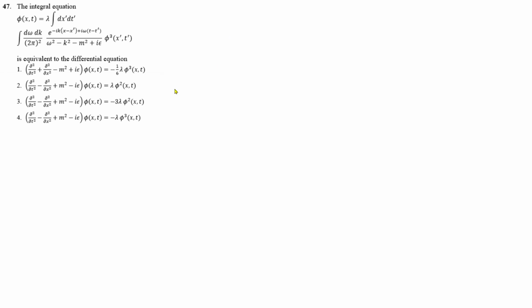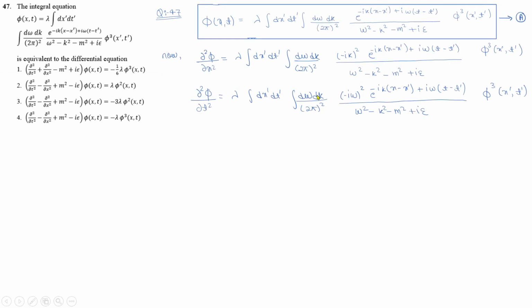So first of all, look at the options, how the options are there. In every option, they have taken the derivative with respect to time as well as x coordinate, and then they have added or subtracted these m square plus or minus iota epsilon. So we will also do it in a similar way. So first of all, what we have, this one is the phi in the integral equation. Then we will calculate the derivative with respect to x.